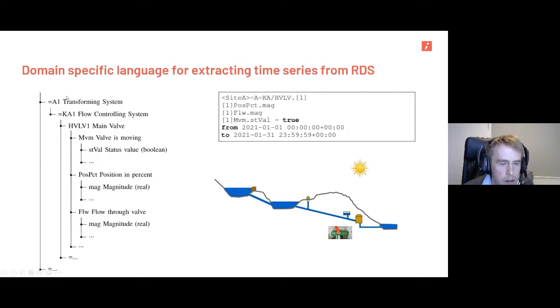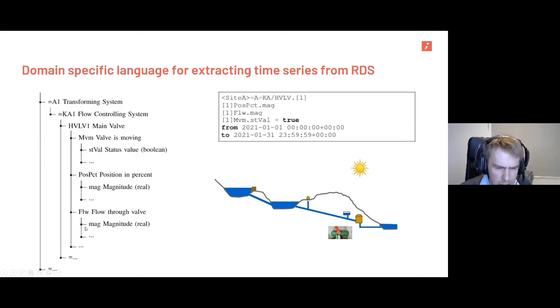So RDS is more about contextualization, and 61850 is more about the signals and how they are structured. So this would be the signals from the main valve, indicating, so this is the main valve moving now? What's the position in percent? That's the magnitude of the position in percent.